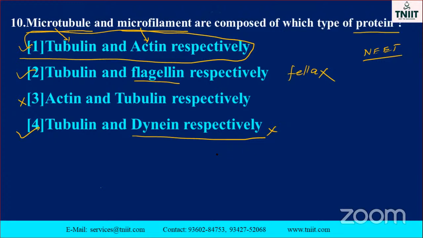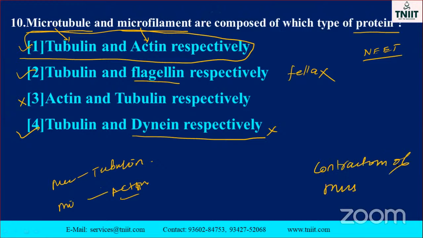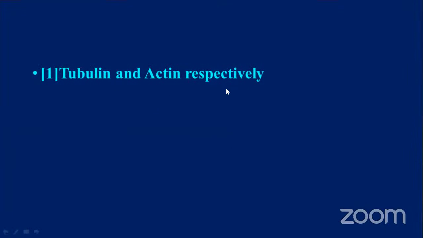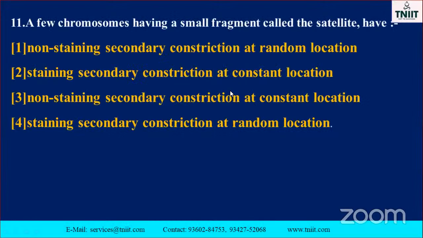The answer is microtubules contain tubulin protein. And microfilaments contain which one? Actin protein. Actin we have also already studied. You already know about myosin protein also, where? In contraction of muscles. Okay, my dear, this is very, very, very important. See the option: tubulin and actin respectively, my dear students. And go to the next one.